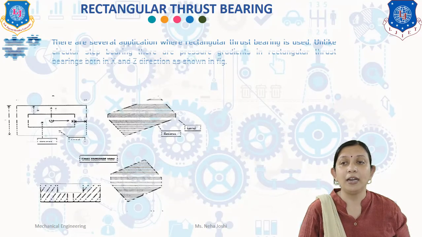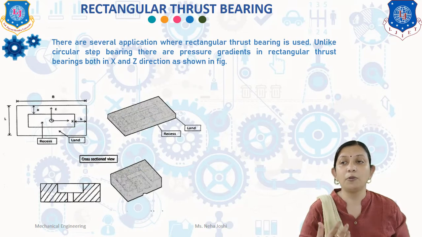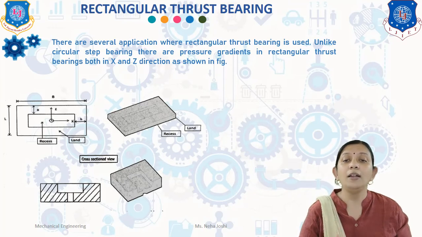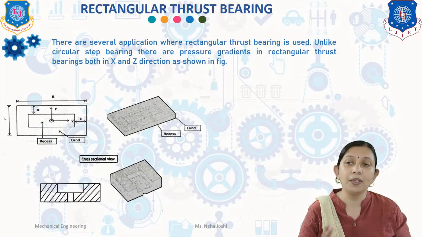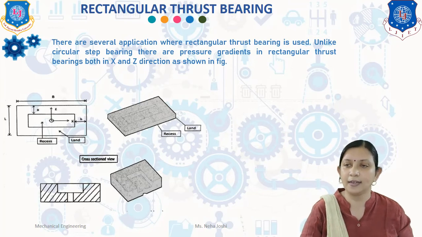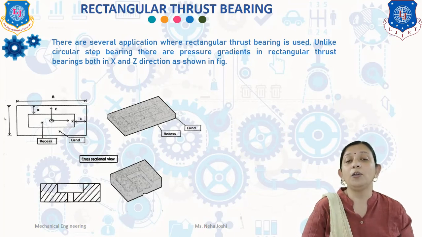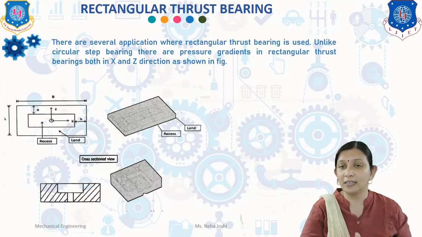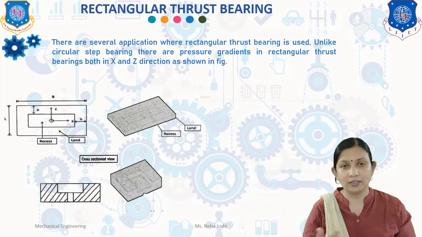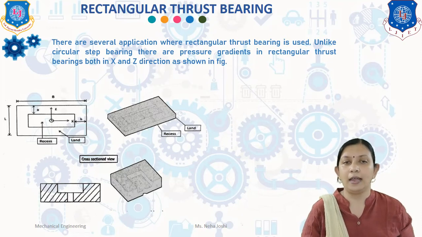Now there are several applications. Now we will discuss the rectangular thrust bearing. There are several applications where the rectangular thrust bearing is used. Unlike the circular step bearing, there are pressure gradients in the rectangular thrust bearing both in the X and Z directions. So the rectangular thrust bearing has a pressure gradient in both the X direction as well as the Z direction, as you can see here in the diagram.